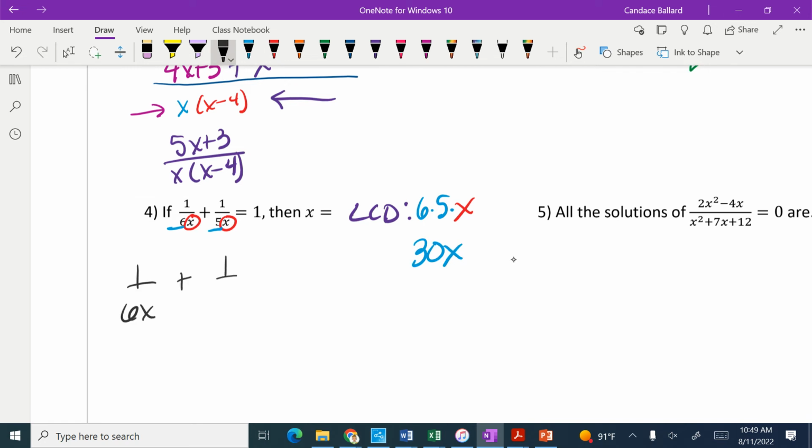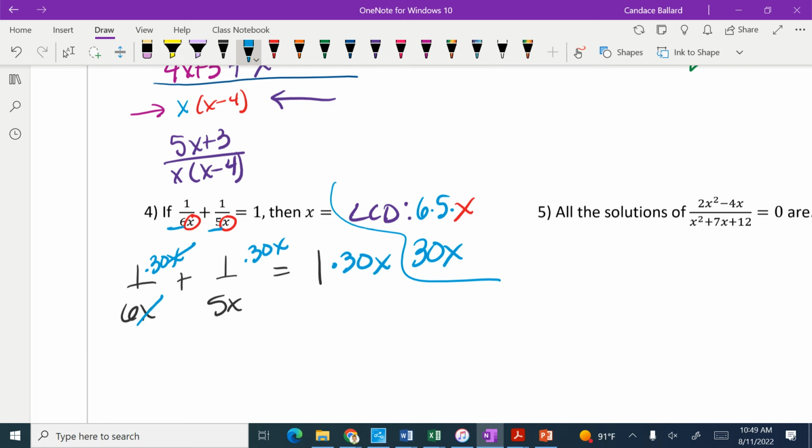Okay, I'm going to rewrite this really quick so I can have a little bit more space for it. Okay, I am now going to multiply everything by 30x. Okay, we're going to cancel. So in this first term, what cancels? The x, good. And then 6 goes into 30 how many times? 5. So all I have left is a 5.